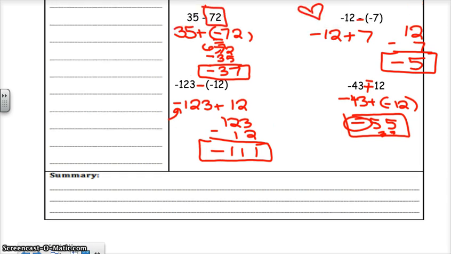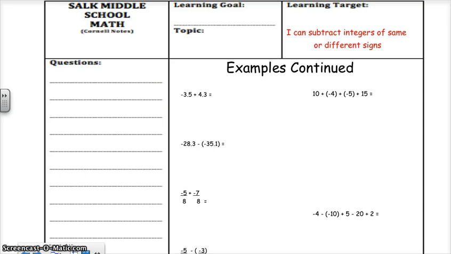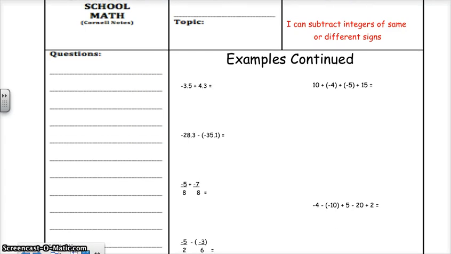All right, moving on to the next page. More examples continue. Same techniques. We learned all the concepts we need to know. Now we just practice the skill. Okay? So negative 3.5 plus 4.3.